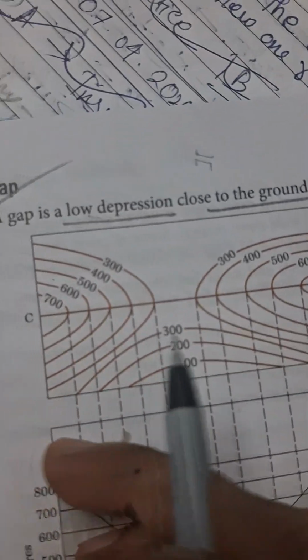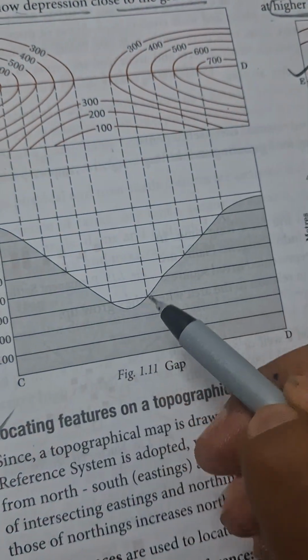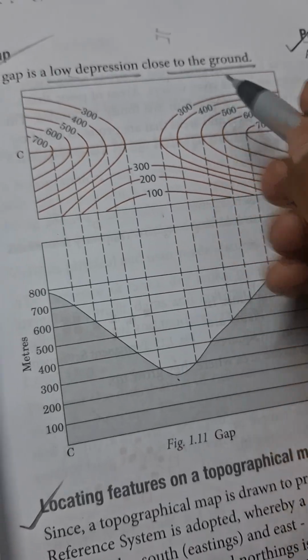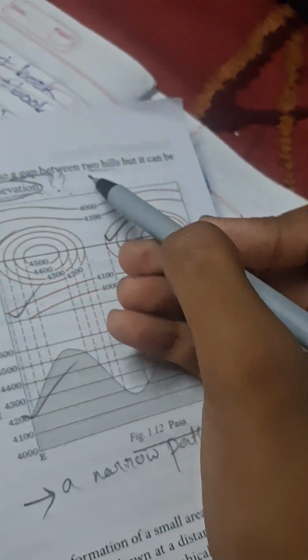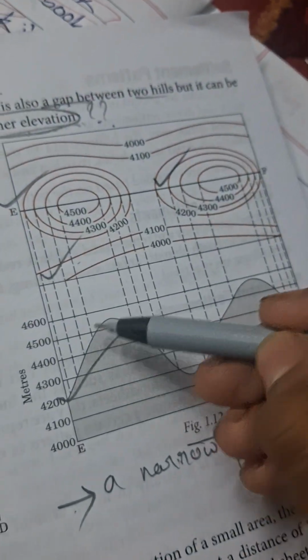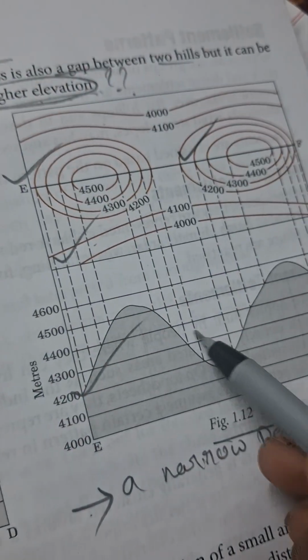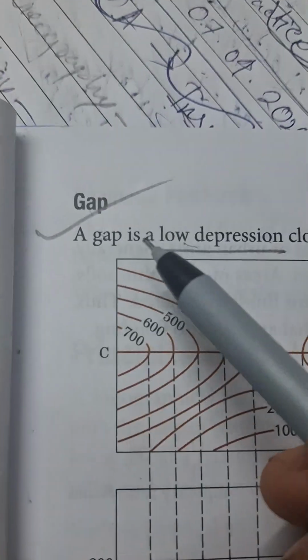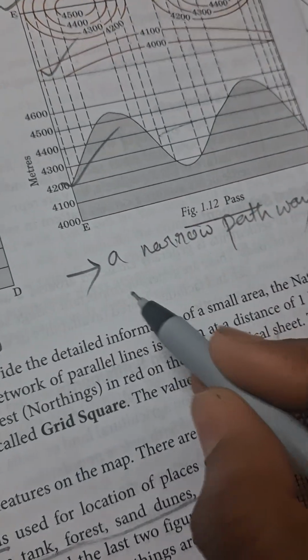Now gap. A gap is a low depression close to the ground. Very low depression close to the ground, meaning these are very deep. And pass. A pass is also a gap between two hills, but it can be at a higher elevation. But it has a pathway, a narrow pathway.